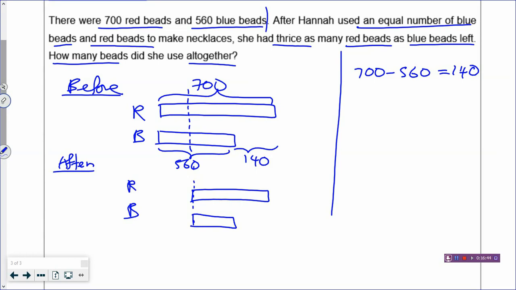And the difference is unchanged in the after model. So of course it's still the same, 140, right? Difference is unchanged. Now, in the end, she had 3 times as many red.